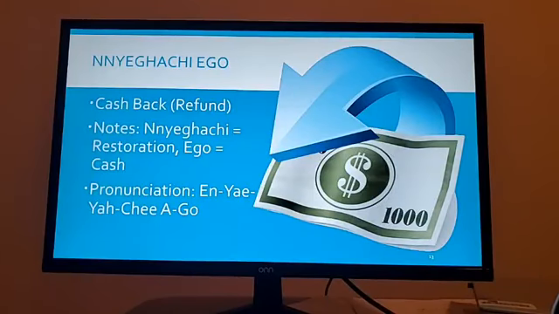Okay, cash back. In other words, sometimes you get a refund. I will pronounce it as En-Yae-Fae A-Go, cashback or refund. The literal translation is En-Yae, which means to restore, and of course, you already know what A-Goe means, money. So it means to restore money. In other words, cashback or refund.